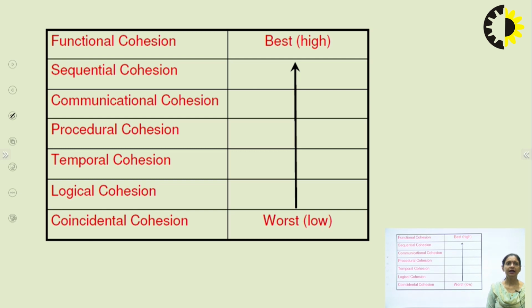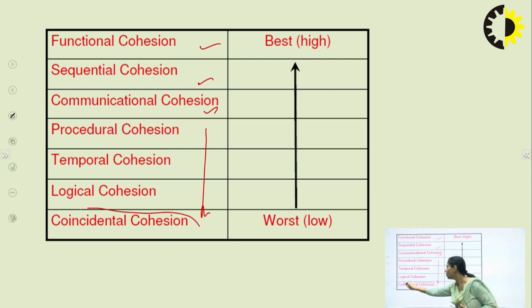So again, the hierarchy that we have is, the best one that needs to be used is functional cohesion, wherein if a module has multiple functions, they should be interacting with each other, followed by sequential, communicational, and so on. Coincidental cohesion, wherein all the processes are independent of each other, is the worst cohesion that exists.